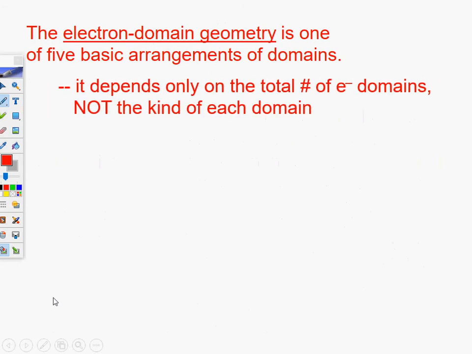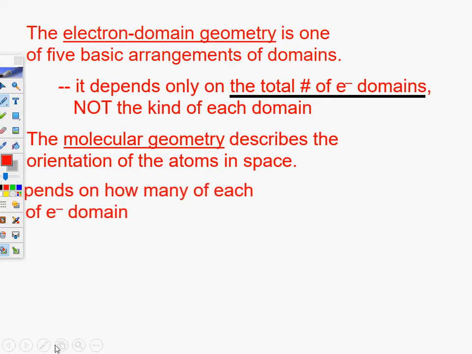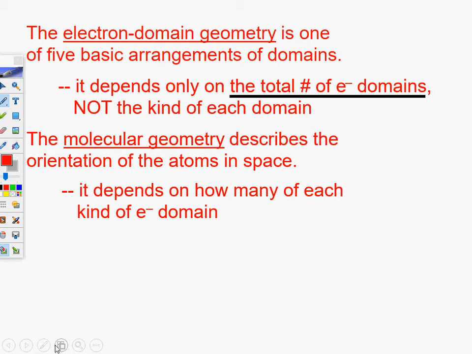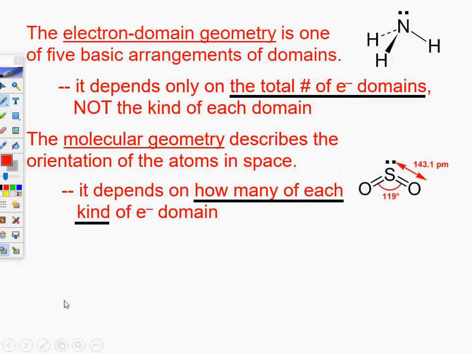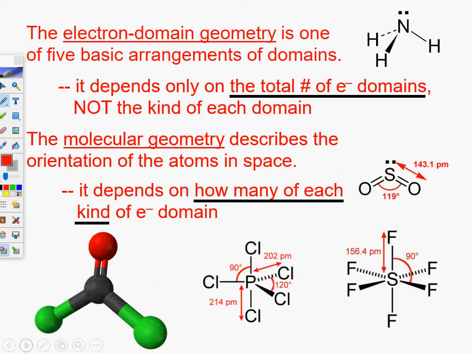Okay, let's get into some good stuff. Electron domain geometry is one of the 5 basic arrangements of domains. It depends on the total number of electron domains, describes the orientation in space, and depends on each kind of electron domain. So if we just take a look at that, there's a couple examples.